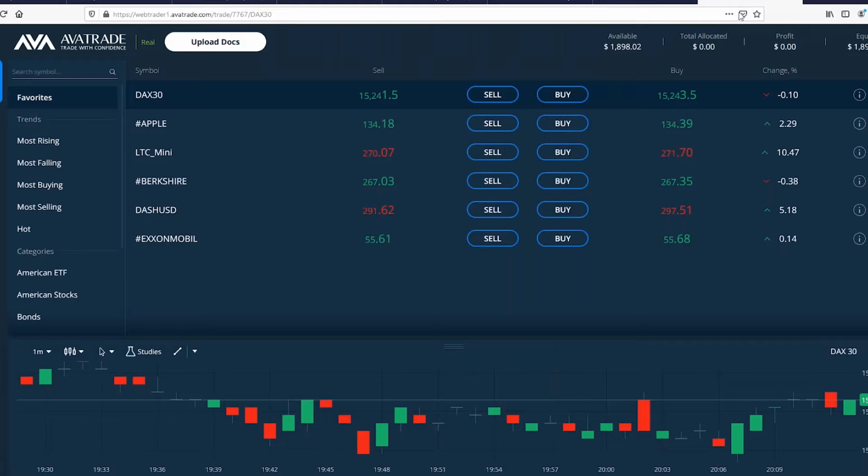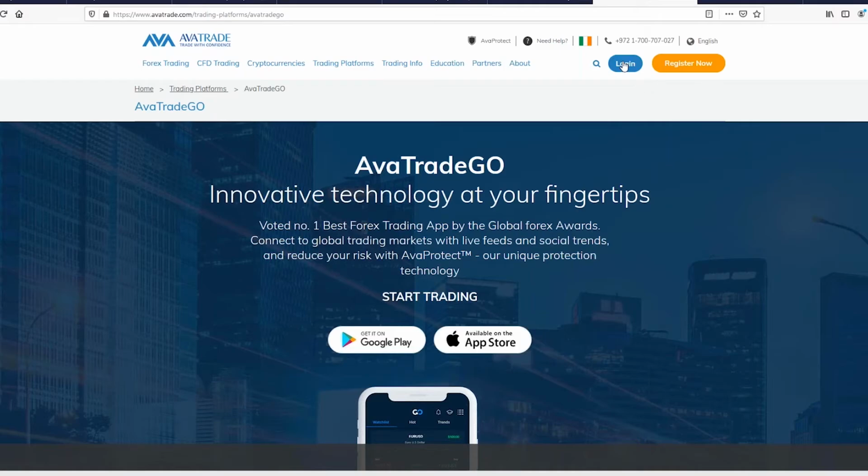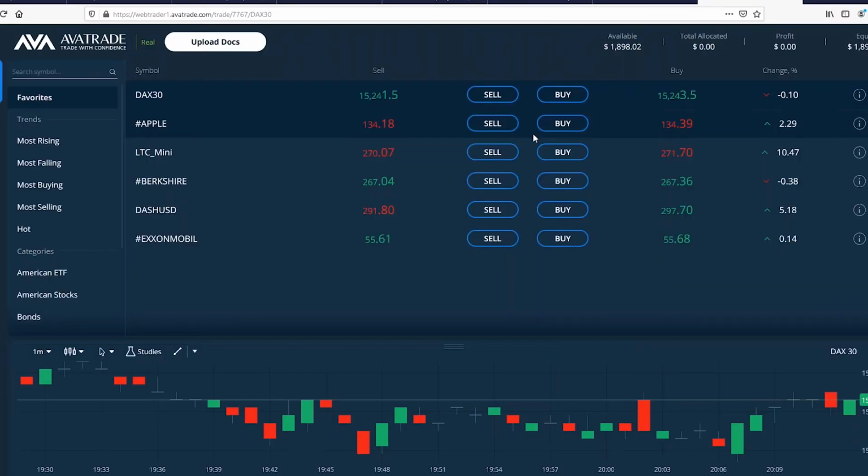Now, if we jump into the web trader, which you access from this login on our main website, if you log into the web trader platform, and for those of you who've been with AvaTrade for some time, you might not have the web trader active on your account. If that's true, just contact our support, say you'd like the web trader initiated, and it trades right on top of your MT4, MT5 accounts.